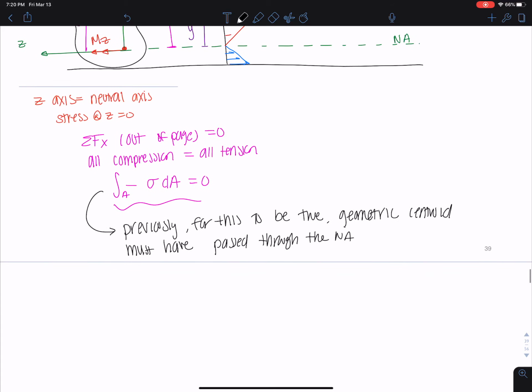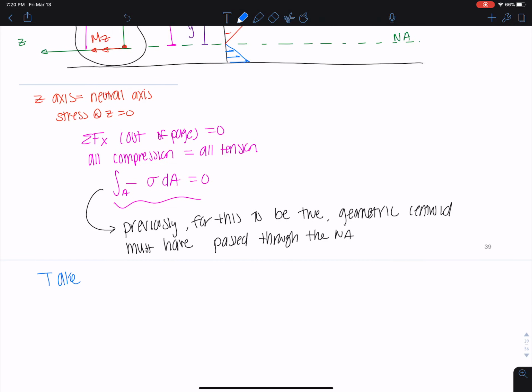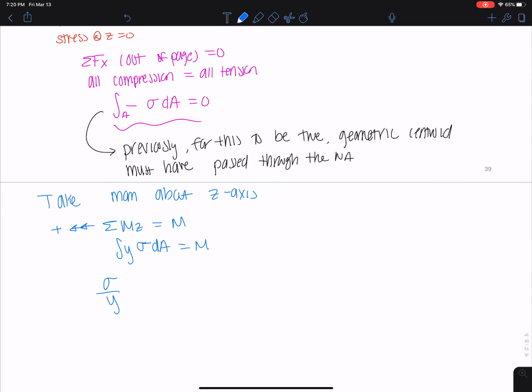And so what we did, right, we would take moment about the z-axis, and I would get basically sum of Mz. We'll say this direction is positive, and that has to be equal to M. The integral of y sigma dA has to be equal to M. And I got that sigma over y equals sigma max over c. And I could solve here and get negative sigma max, take this out. This is all from before, right? Then just recapping what we did before, okay?